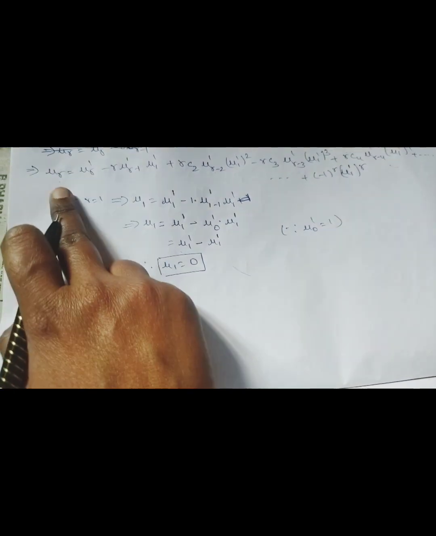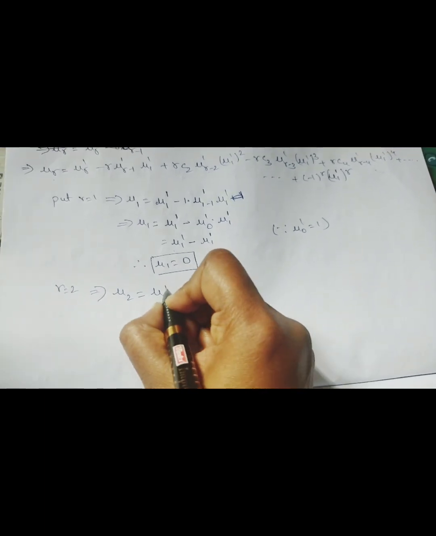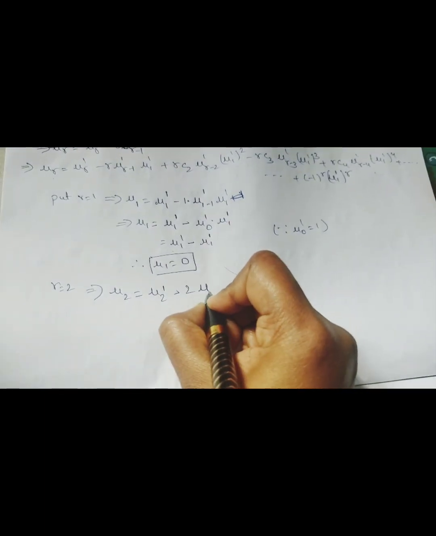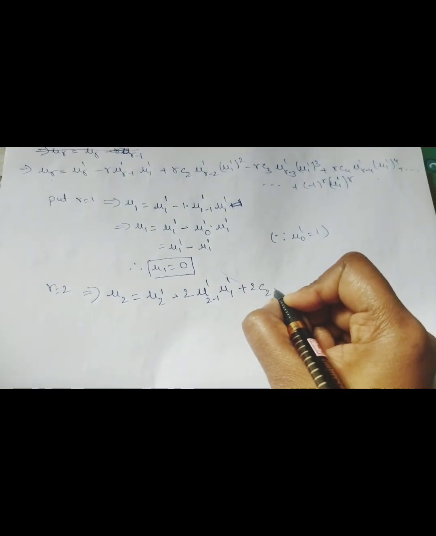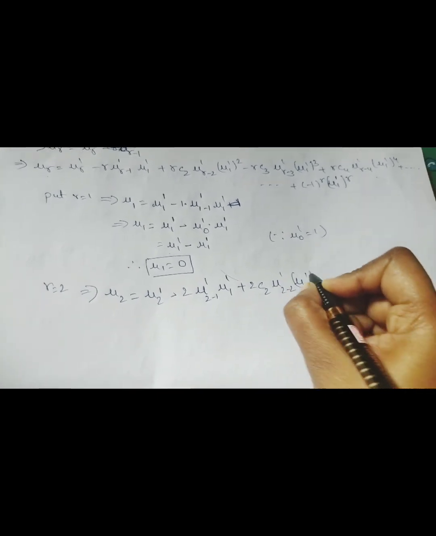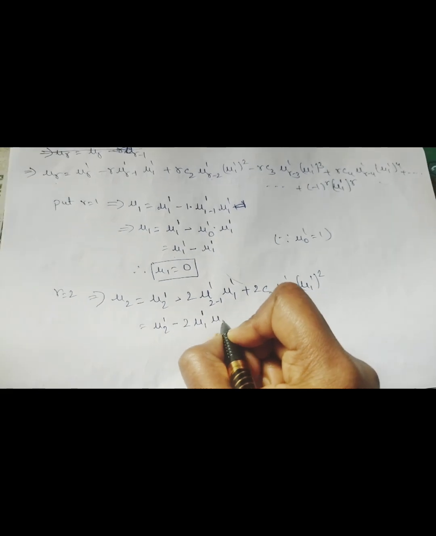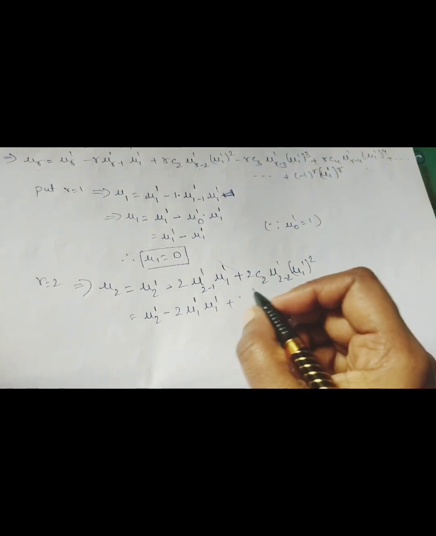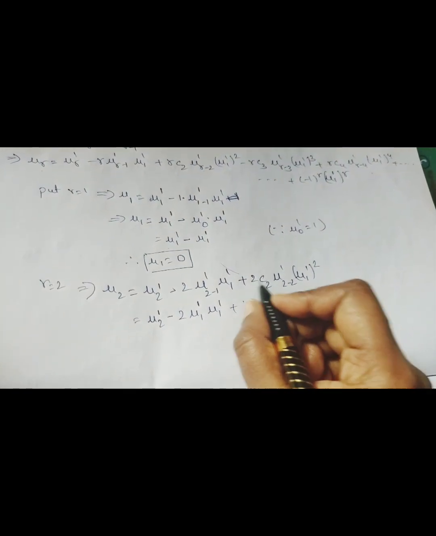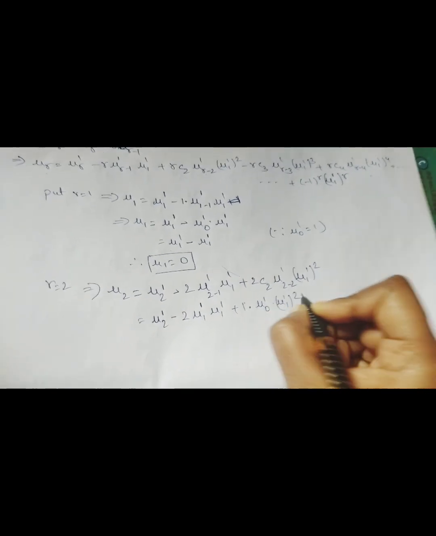If we substitute r equal to 2, this formula changes to mu r, meaning mu 2, equal to mu 2 dash minus r, that means 2, mu 2 minus 1 dash into mu 1 dash, plus 2C2 mu 2 minus 2 dash into mu 1 dash whole square, minus 2C3. This is not possible, so we are going to stop till here, and this becomes mu 2 dash minus 2 mu 1 dash into mu 1 dash plus 2C2, which like nCn, if both the n value and r value are equal, we will get 1 into mu 0 dash into mu 1 dash whole square.